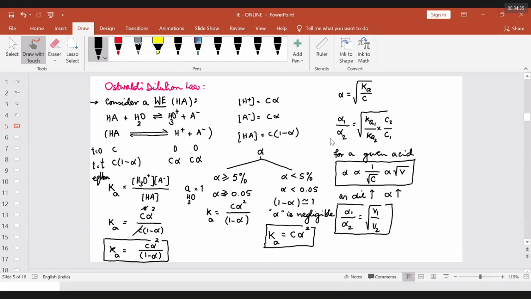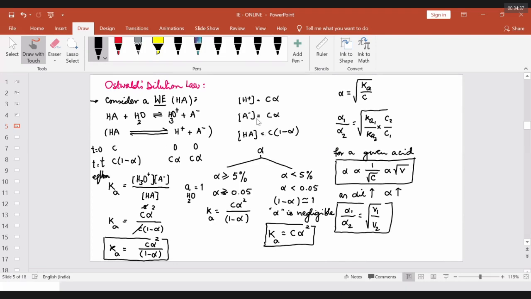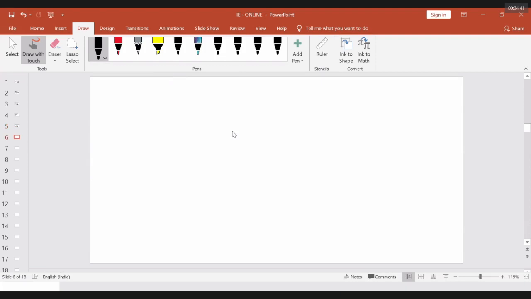Now, once you are having this one, the H plus ion concentration is C alpha. Let us go to the next discussion. The concentration of H plus ion is equal to C alpha. Remember, this is accurate. It is not an approximation. I have not done anything here. It is simply accurate. Now, sir, I want to substitute the value of alpha.